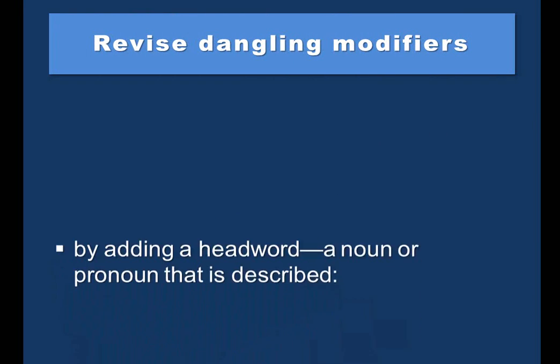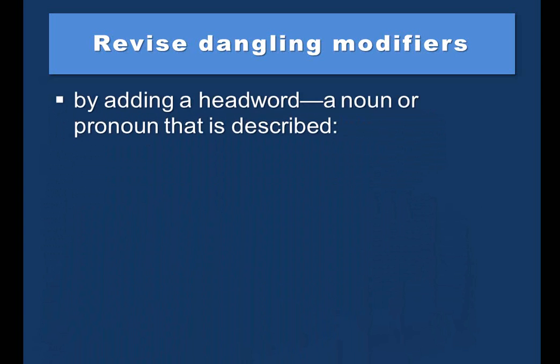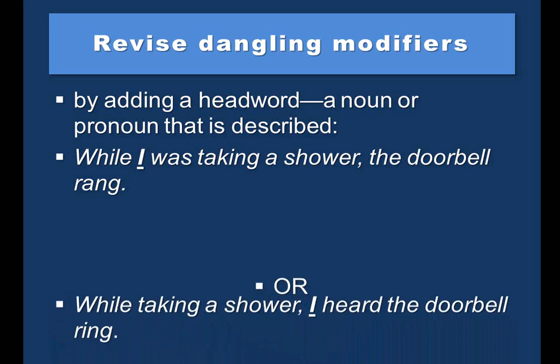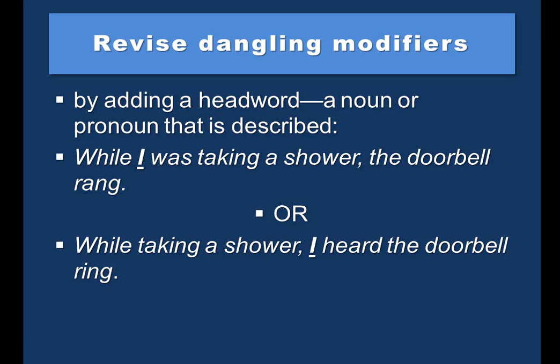By adding a head word, a noun or a pronoun that is described. While I was taking a shower, the doorbell rang. Or you can also say, while taking a shower, I heard the doorbell ring. Now in the second part, if you can notice, the second clause, I heard the doorbell ring, this construction is active voice construction once again.